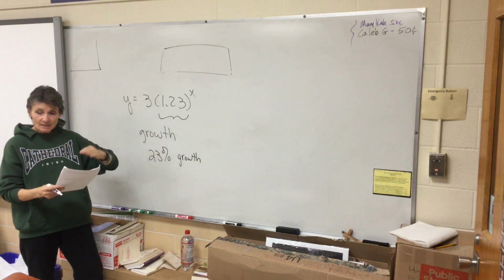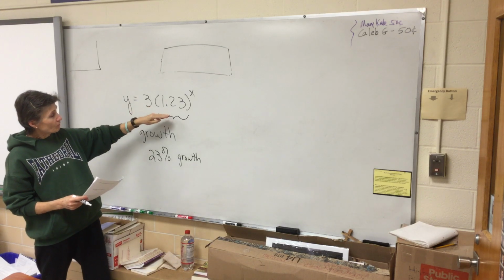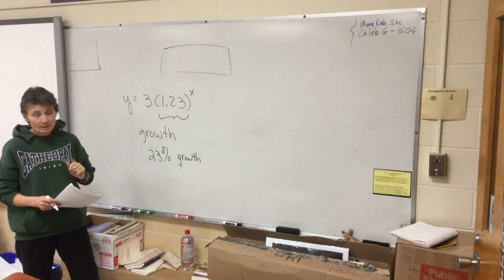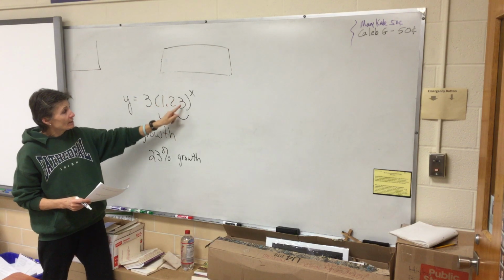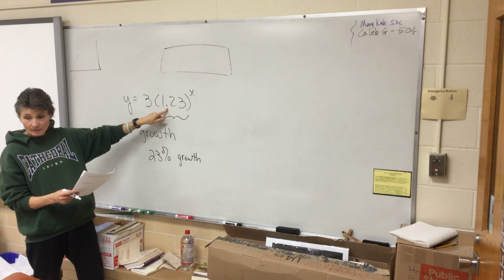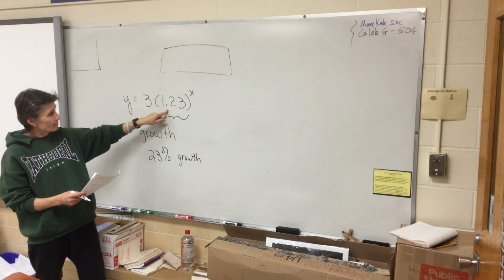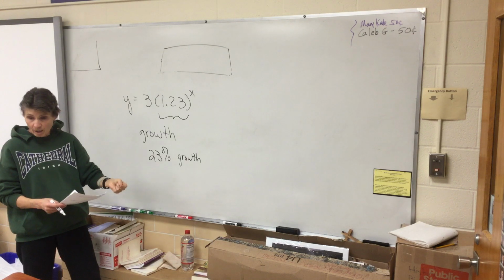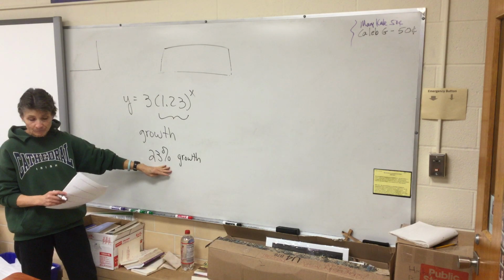So, to answer these three questions, we have several things to do. First of all, it's exponential if it's something to the xth. Second, this is the key number right here. If that number is more than 1, it's growth. If it's less than 1, it's decay. The amount that it's less than 1 or greater than 1 is the rate.